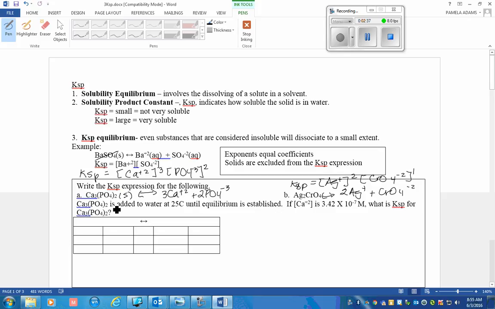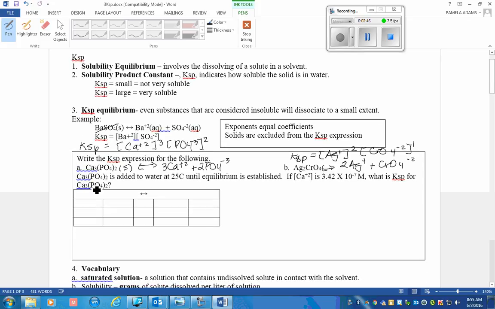It says here that calcium phosphate is added to water at 25 degrees C until equilibrium is established. So when we write that on our RICE table, because I know we're going to need it, we know that it breaks into 3 calcium plus 2 ions and 2 phosphate minus 3 ions. It says equilibrium is established, and when equilibrium is established, the concentration of the calcium plus 2 ion is 3.42 times 10 to the negative 7th molar.